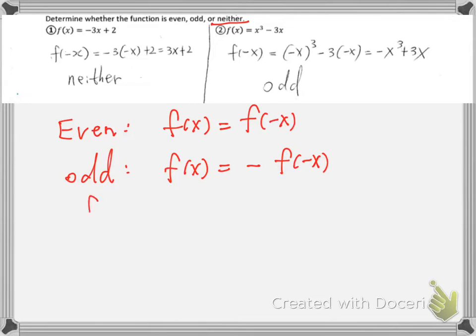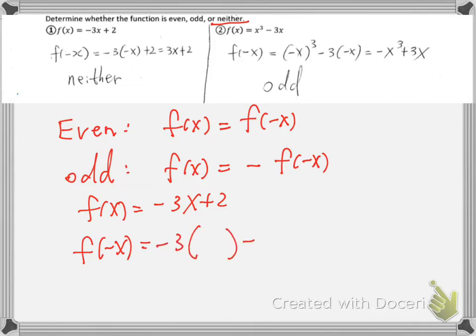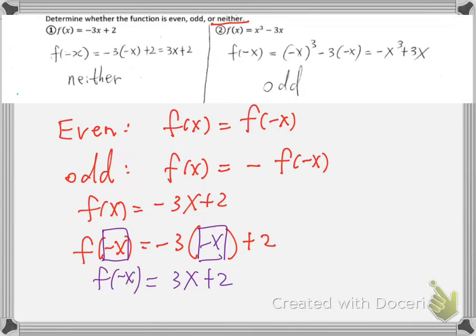So now let's look at the first example. f of x is negative 3x plus 2. What is f of negative x? This is negative 3, and now the input, let's still use a box, is negative x. So negative 3 times negative x is positive 3x, plus 2. So this is f of negative x.